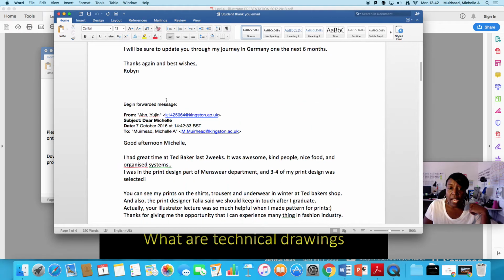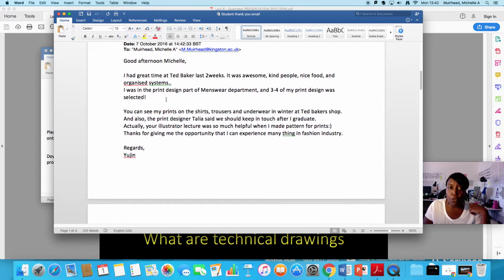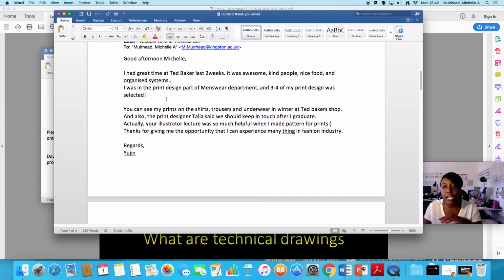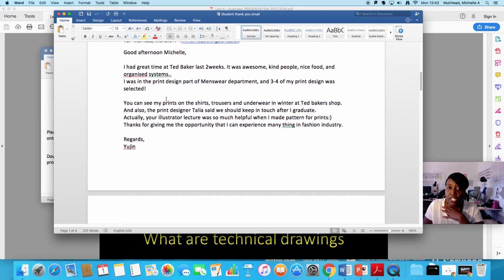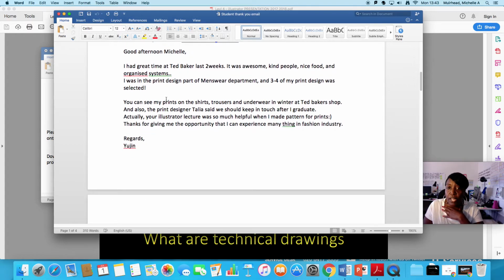Then we had another student, I think the year before that, who had a 2 week placement at Ted Baker, and she came back saying how she really enjoyed it. She was working on the print part of the design department, and 3 to 4 of her designs were selected to go into the store, which was an amazing achievement for just being there for 2 weeks. She said, actually, your Illustrator lecture was so helpful when I made patterns for prints.